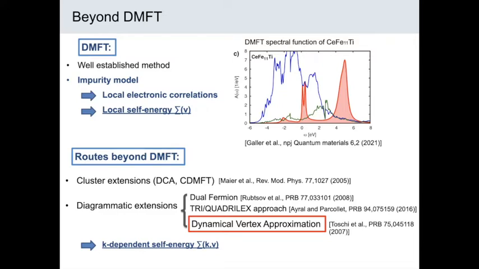of the cluster size. Then there also exist diagrammatic extensions of DMFT. And these diagrammatic extensions have the advantage that they don't only include short range non-local electronic correlations, but they can also include really long range non-local electronic correlations. And there exist various versions. One of them is the dual fermion method, one the trilex or quadrilex approach, or the dynamical vertex approximation that I will talk about in this talk.